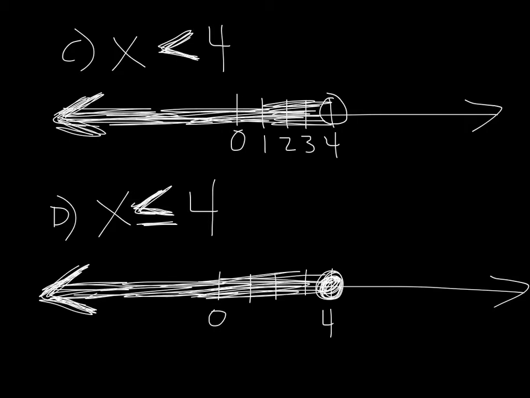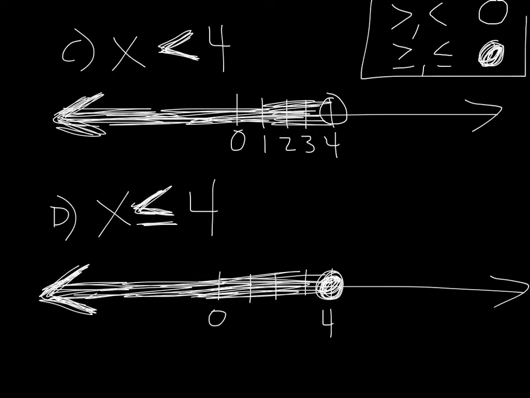Alright, so basically a little recap here. Greater than or less than uses an open circle. Greater than or equal to or less than or equal to uses a closed circle. So that's important to know. Let's go to example 5.